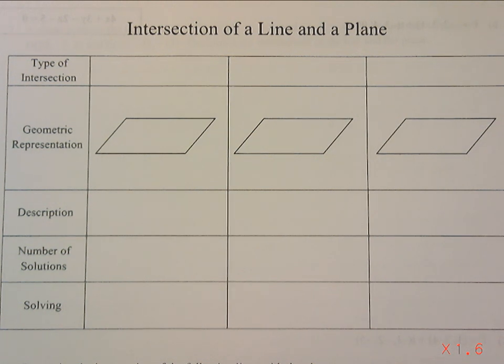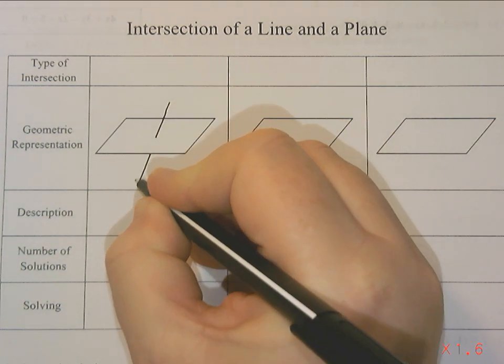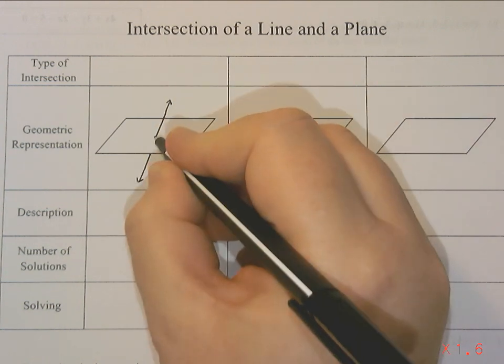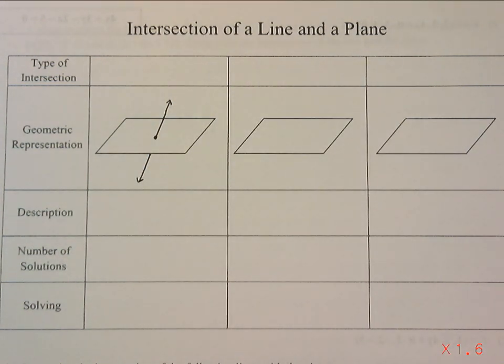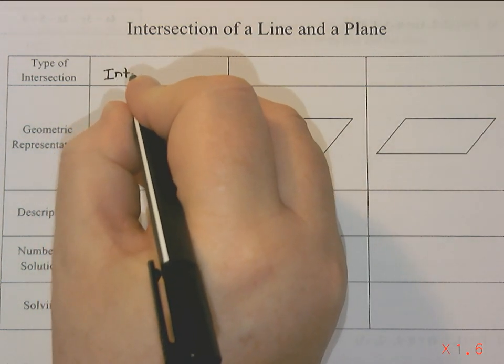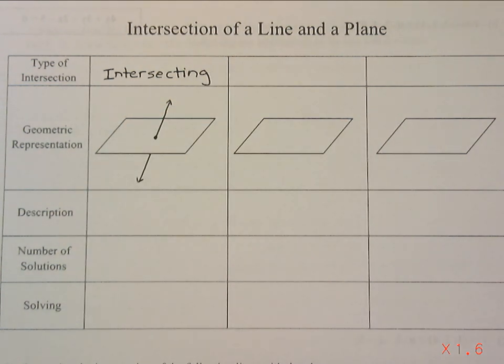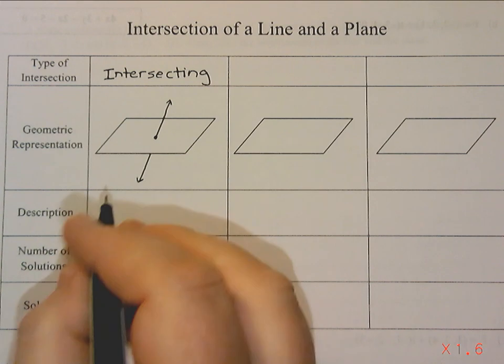In this video, we're going to take a look at the different ways that a line and a plane can intersect. So there are three different ways that we can have intersection between a line and a plane. Option number one is that the line can pass through the plane and intersect it at one single point. We would call that intersecting. And our description would be that the line and the plane cross at one point.